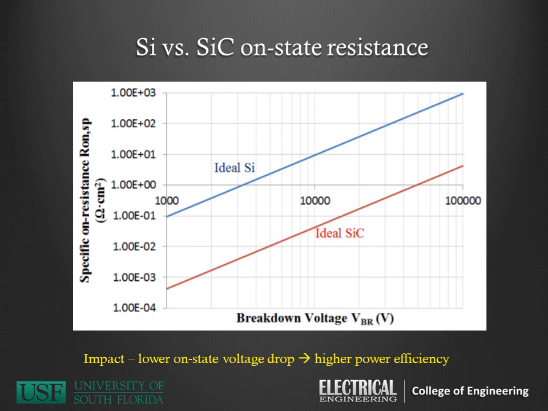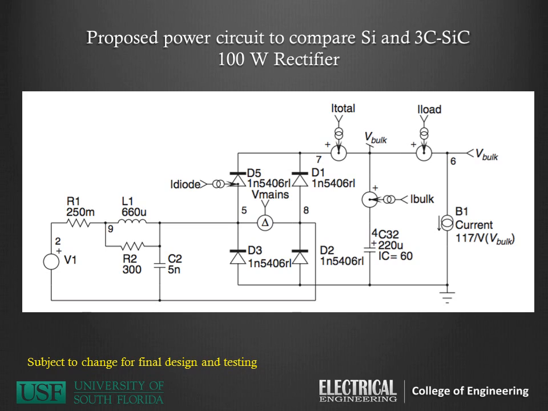Here we show silicon versus silicon carbide on-state resistance. The lower on-state voltage drop for the ideal silicon carbide diode will yield higher power efficiency compared to that of an ideal silicon diode. This is the proposed circuit that we'll utilize to compare silicon and 3C SiC. It is a 100 watt rectifier. We'll perform analysis using the current configuration, then replace D1, D2, D3, and D5 with silicon carbide diodes and perform analysis and compare.